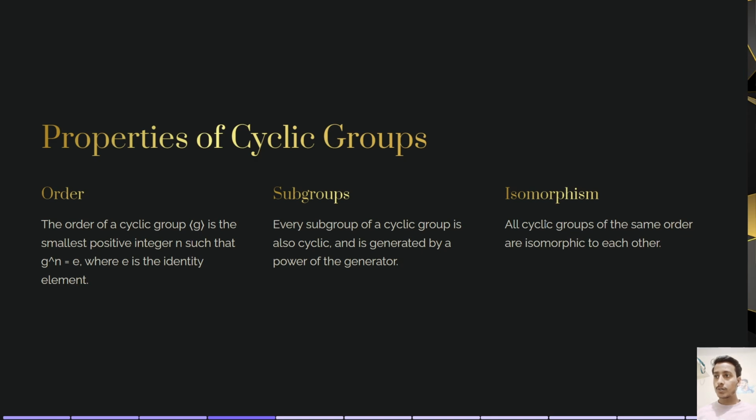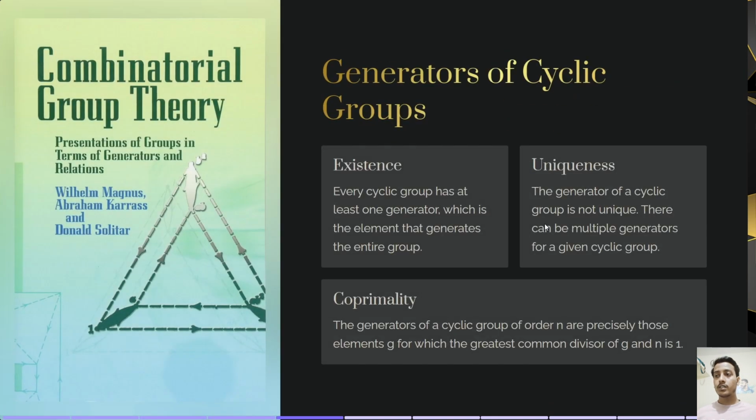Generators of cyclic groups. Existence: every cyclic group has at least one generator, which is the element that generates the entire group. Uniqueness: the generator of a cyclic group is not unique. There can be multiple generators for a given cyclic group. Third one is complementarity. The generators of a cyclic group of order n are precisely those elements g for which the greatest common divisor of g and n is 1.